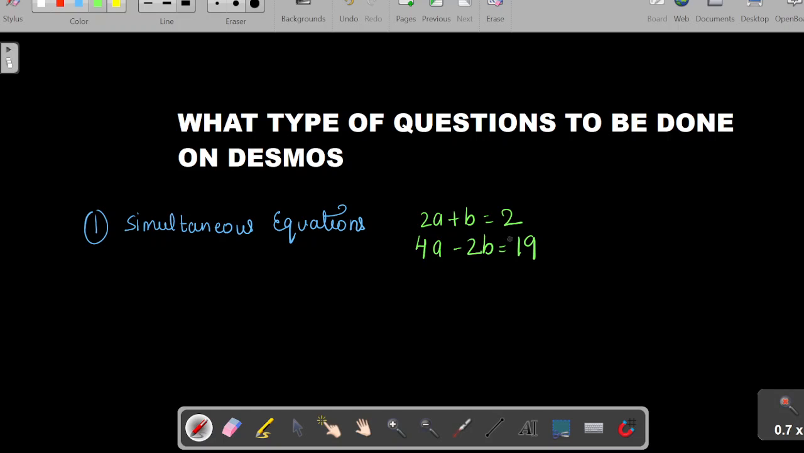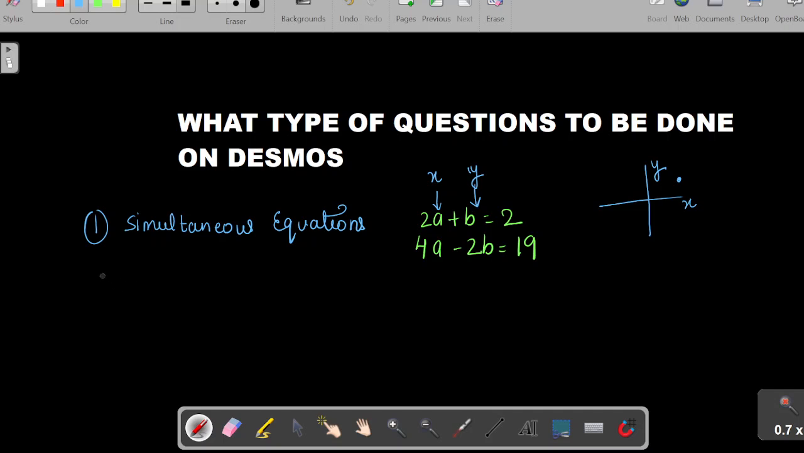But the only thing is, Desmos does not understand any variable other than x and y, because we have a graph with an x-axis and y-axis. So whatever you write, always replace these variables with x and y. Instead of a, you write x. Instead of b, you write y. Wherever the intersection point comes, you will get x comma y. Now you know what x and y are, right? These types of questions you can do on Desmos.